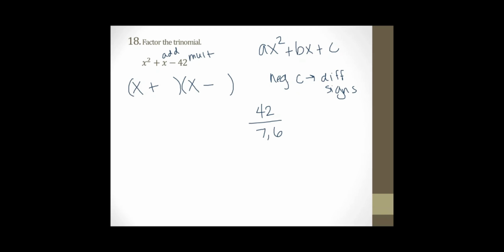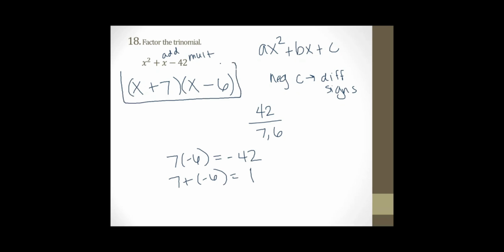So when c is negative, you have different signs. And then if b is positive, which it is in this case, the larger factor takes the positive sign. So it'll be positive 7 and negative 6. That's because 7 times negative 6 equals negative 42, which is what we needed to happen. And then 7 plus negative 6 gives me that 1 that I need, which is b. So our final answer is x plus 7 times x minus 6.